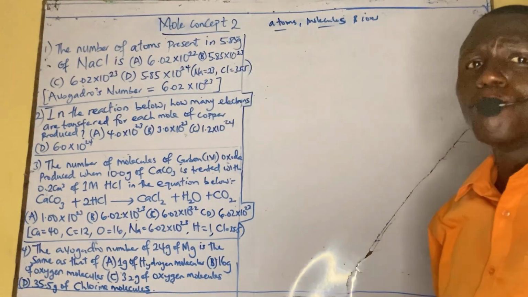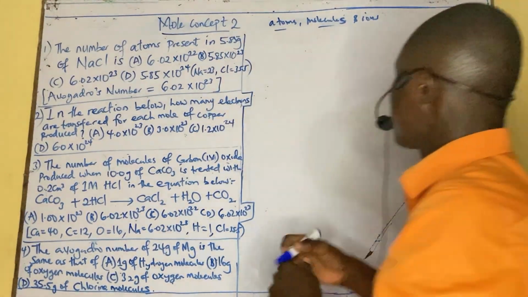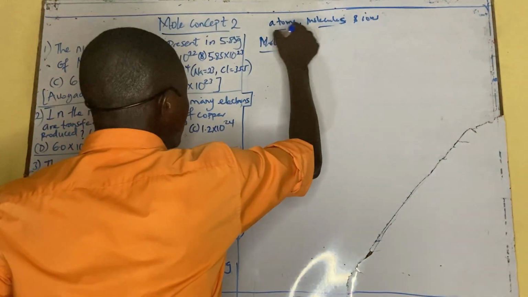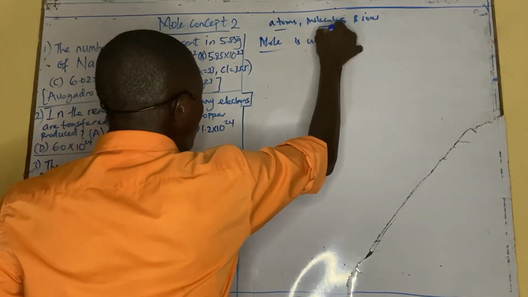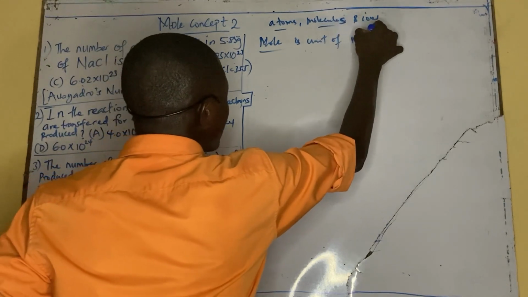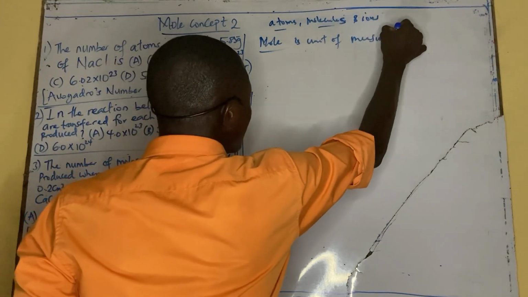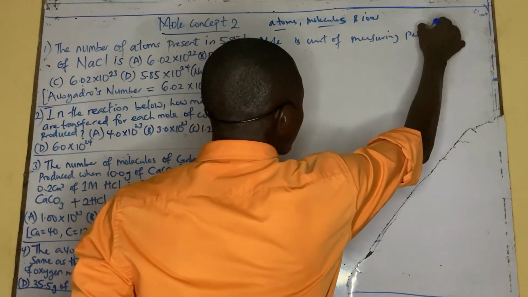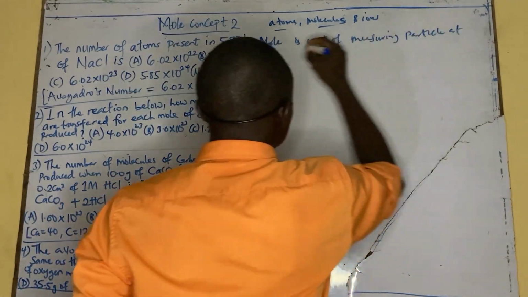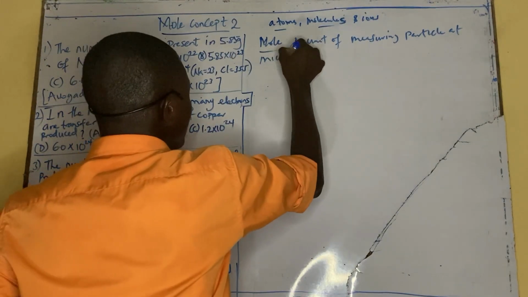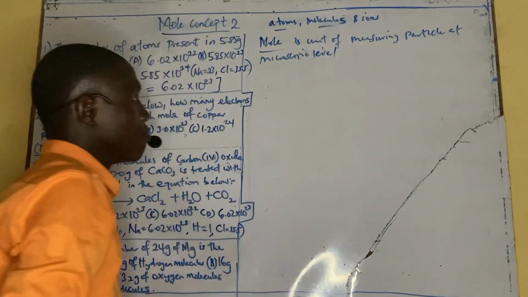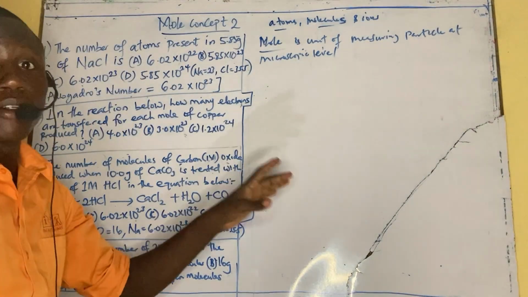And what do you mean by mole? Mole is a unit of measuring, the unit of measuring particles at microscopic level. Just take it like that. The unit of measuring particles at microscopic level.